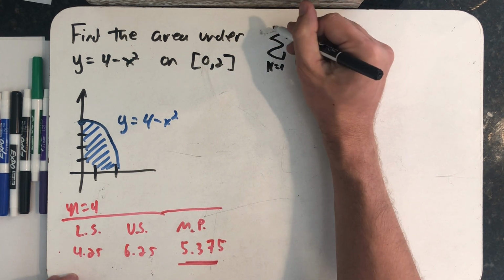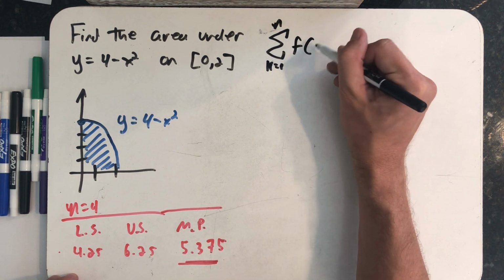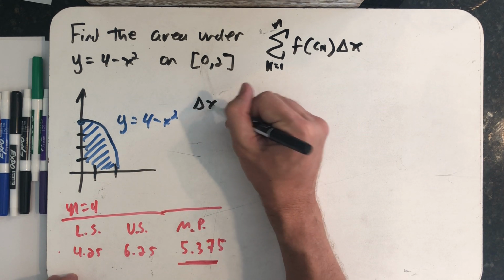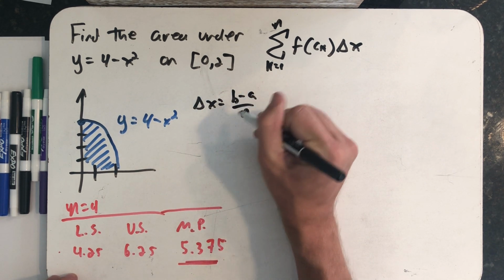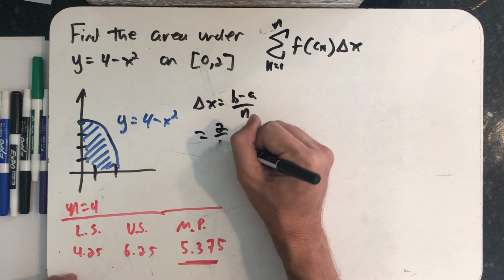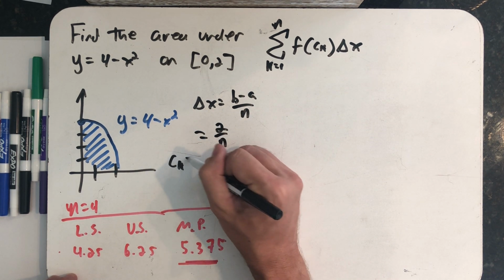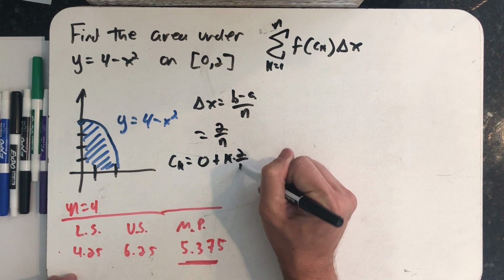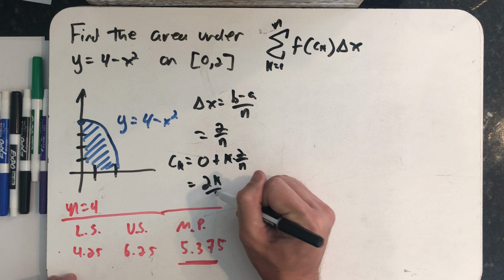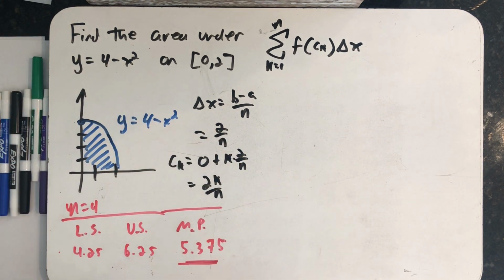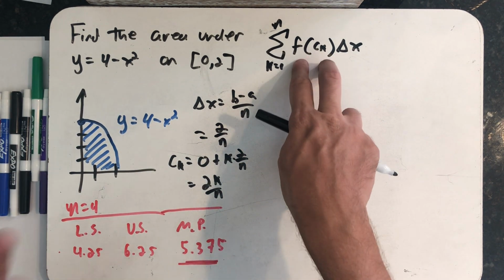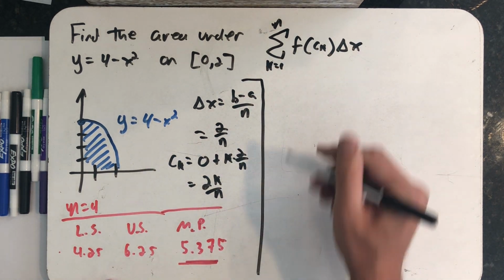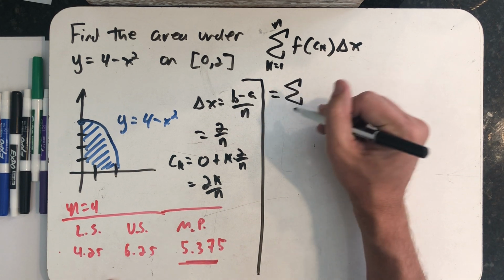So the sum from k equals 1 to n of f of ck times delta x. Well, my delta x, b minus a all over n, is going to be 2 over n, and my right-hand endpoints, a plus k times delta x. So 2k all over n. So that's the value I need to plug in my function to find the heights of each rectangle times the delta x to get me an area for each rectangle, add them all together to approximate the area.